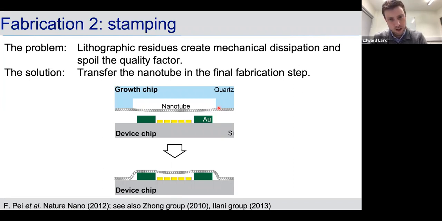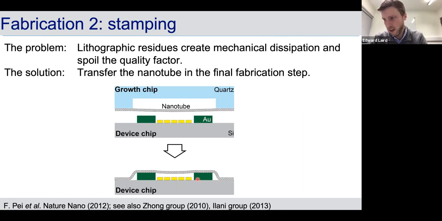Then we take these two chips and we align them in a mask aligner and bring them together. And if there is a nanotube, which relies on luck, but if by luck a nanotube is growing between two quartz pillars, then it will get transferred to the device chip, and we can detect that by probing for the electrical conductance between the two contacts on either side.